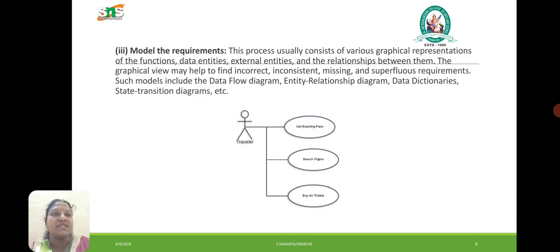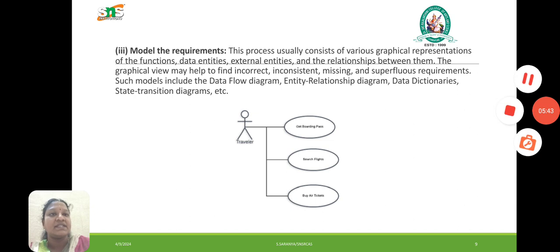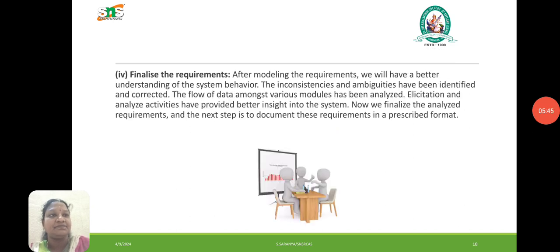Model the requirement. This process usually consists of various graphical representations of the functions, data entities, external entities, and the relationships between them. The graphical view may help to find incorrect, inconsistent, missing, and superfluous requirements. Such models include the data flow diagram, entity relationship diagram, data dictionaries, state transition diagram, etc.